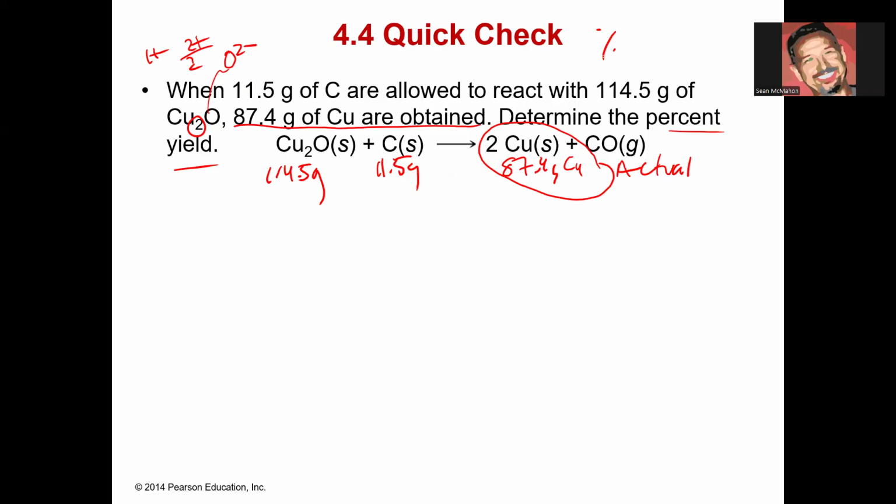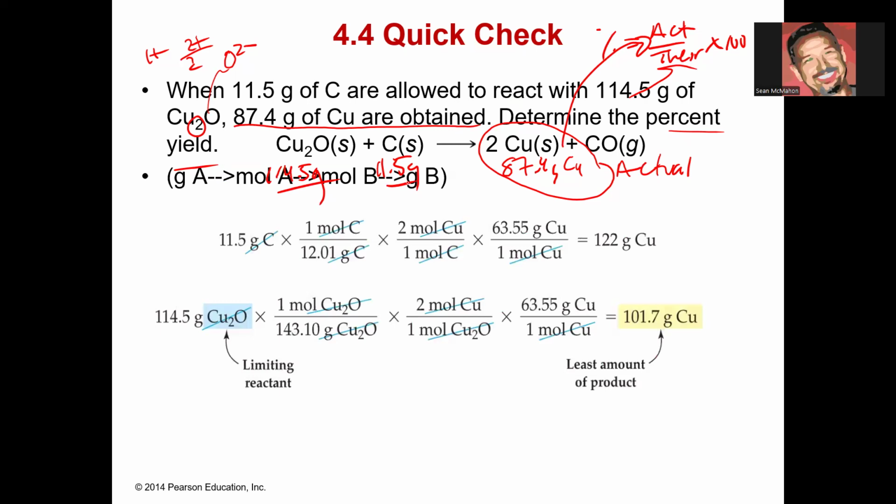Remember, percent yield is actual over theoretical times 100. So I have the actual, I need to figure out the theoretical. How do I do that? I have to do the double stoich using my 2 reactants. So I take the 11.5 grams of carbon, I convert that to moles.